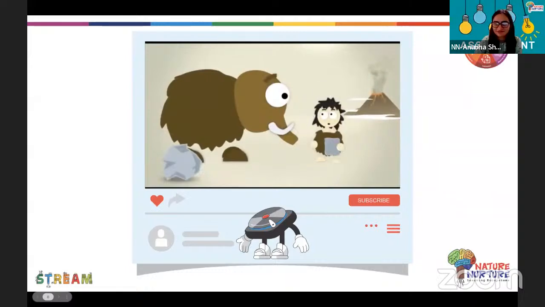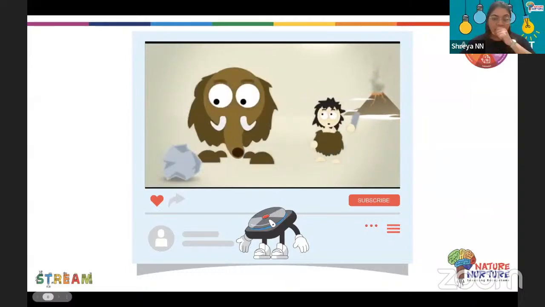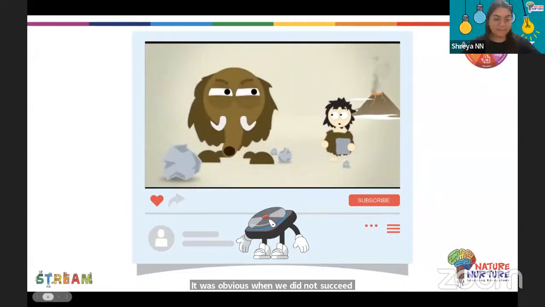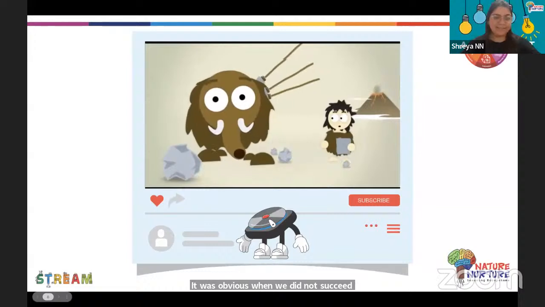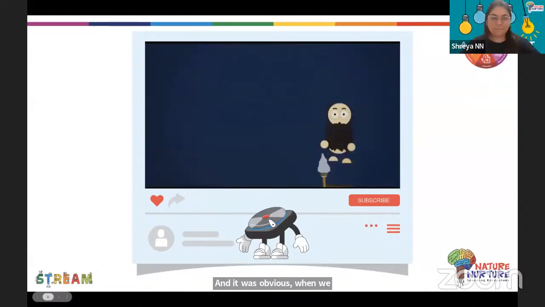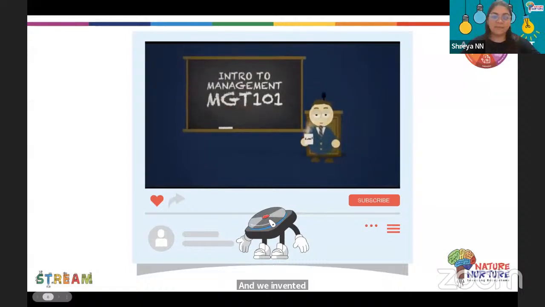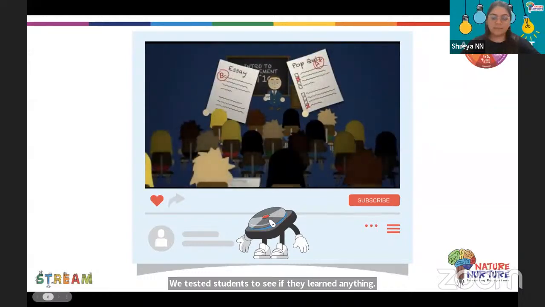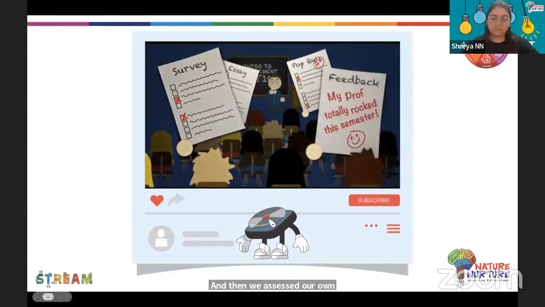In the beginning, assessment was simple. We'd give something a try. It was obvious when we did not succeed. And it was obvious when we did. This became known as learning. Then formal education arrived. And we invented universities and lecture halls, lesson plans, and final exams. We tested students to see if they learned anything. And then we assessed our own effectiveness as teachers through anecdotal questionnaires and subjective end-of-semester surveys.